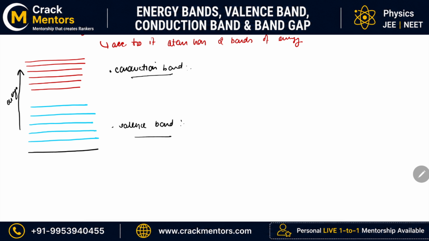So what can you infer from here? I can say that the energy of the valence band is less than the energy of the conduction band, or you can say the conduction band is more energetic than the valence band. So this is my conduction band, this is my valence band. Electrons are placed here, and electrons may also be present over here.